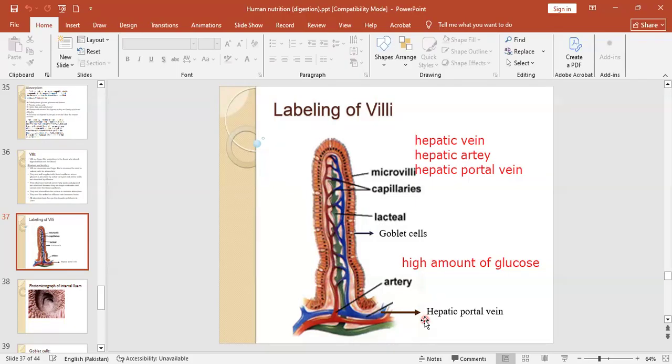So my question is, when the nutrients go out of the liver through the hepatic vein, the glucose is still there, or amino acids are still there, but why is the amount of glucose less than in the hepatic portal vein? Anyone? Did it get absorbed? No. It's getting used by the cells for energy. It's getting used for energy.